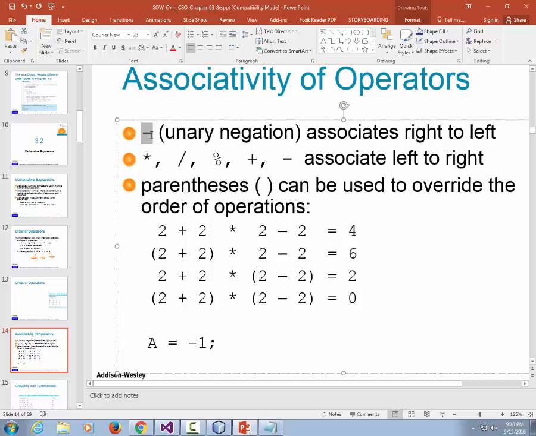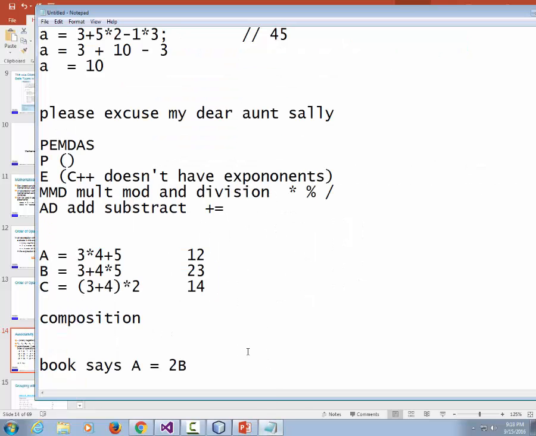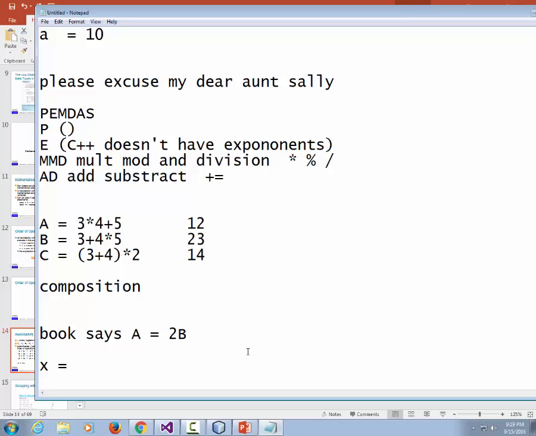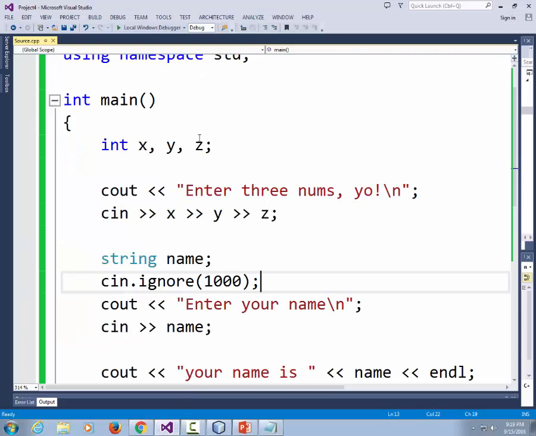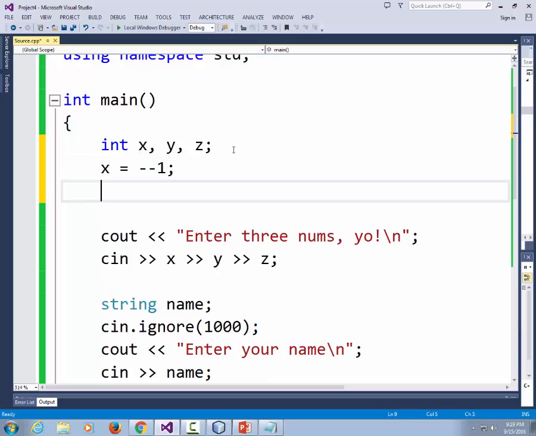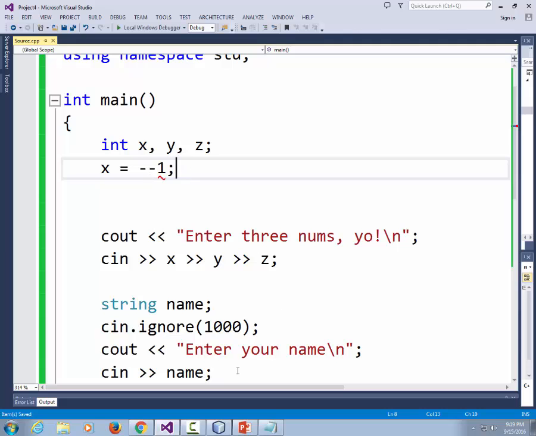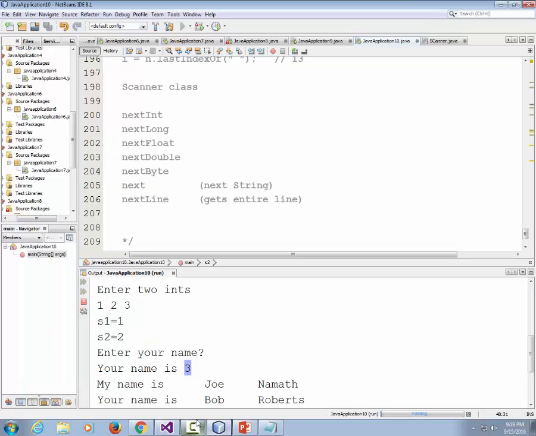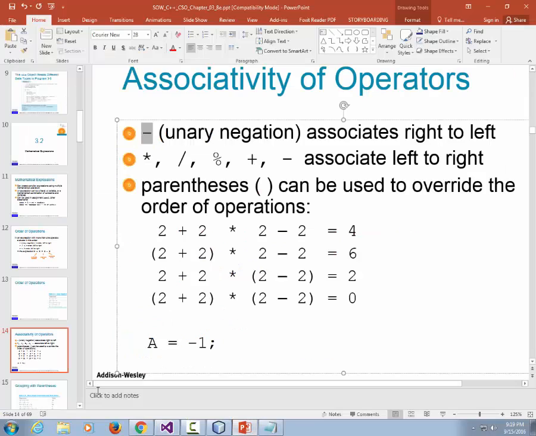Frankly, I don't know how you would wind up with more than one unary negation at the same time. Because you could do x is equal to -1, but you can't really do x is equal to minus minus 1. Is that positive 1? Let's find out. x is equal to minus minus 1. Yeah, that's what I thought. Minus minus is a decrement operator. So I don't like that associativity page, and I should just remember to delete it before next semester.